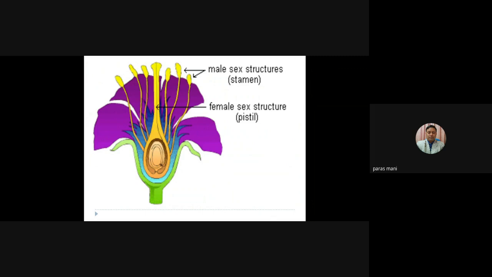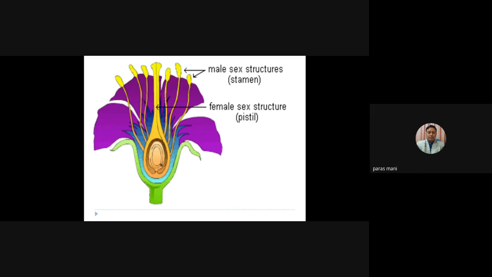We can see 6 stamens here, labeled as stamen. You can see 6 stamens around the female part, the pistil. These 6 around this female part are the male part. These contain anthers on which pollen grains are deposited, produced by the flower. These pollen grains are collected by honeybees.